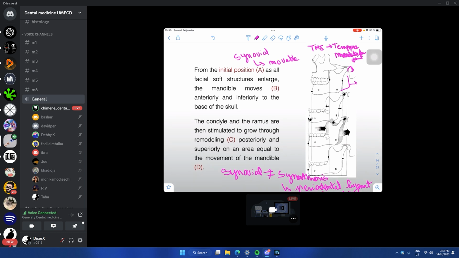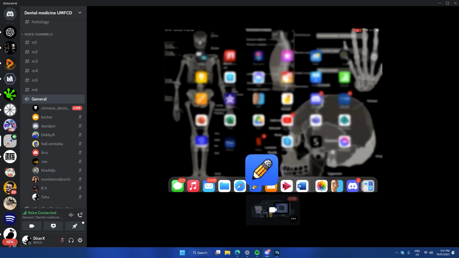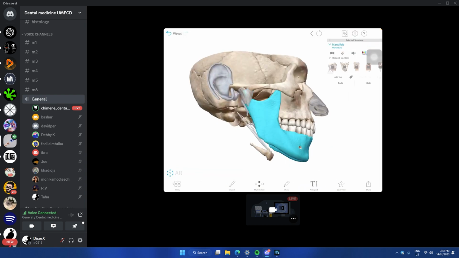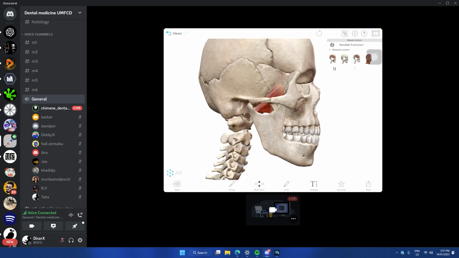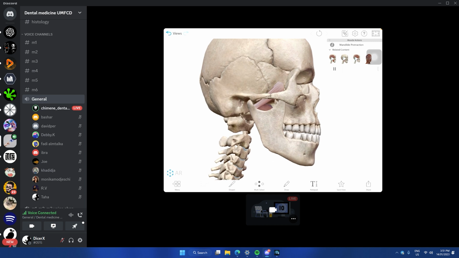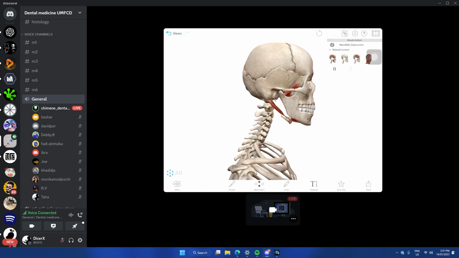Okay, and the main idea here is to tell you how the mandible moves. When you are in protraction, protraction means your mandible is more anterior. You can see this is a protraction. Retraction means you move your mandible in a posterior direction. This is for the biting and everything.